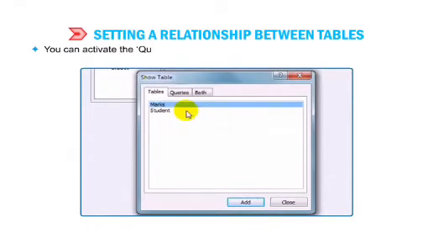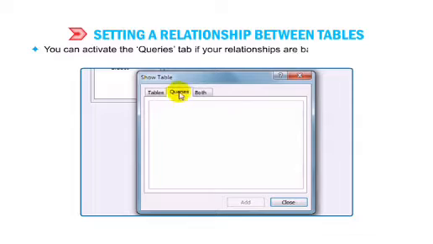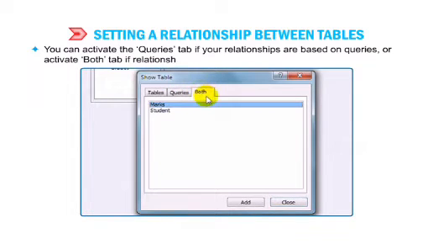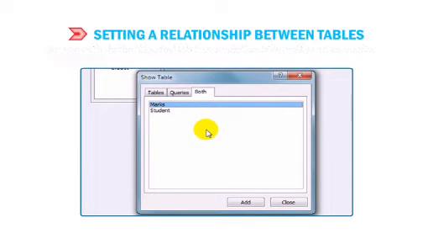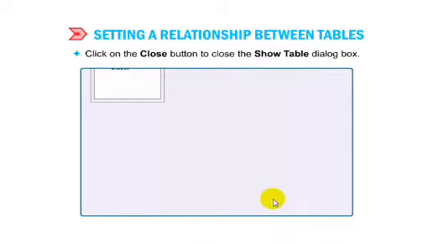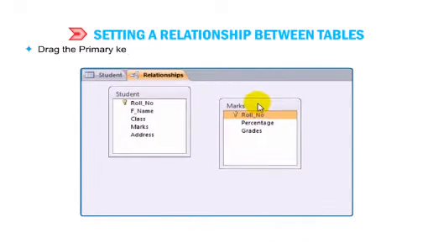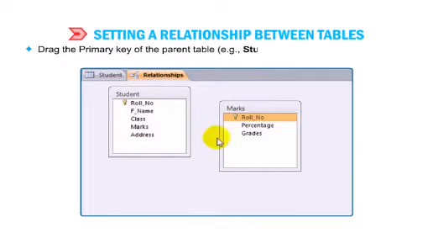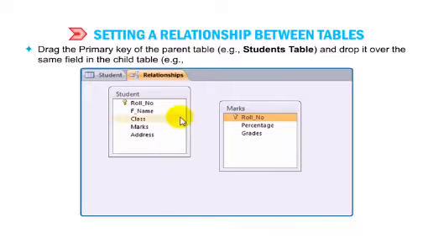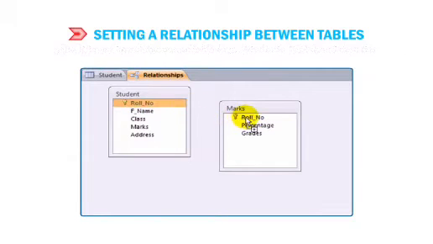You can activate the Queries tab if your relationships are based on queries, or activate the Both tab if the relationships are based on both the tables and the queries. Click on the Close button to close the Show Table dialog box. Drag the primary key of the parent table, for example, students table, and drop it over the same field in the child table, for example, marks table. In our example, roll number is the primary key.